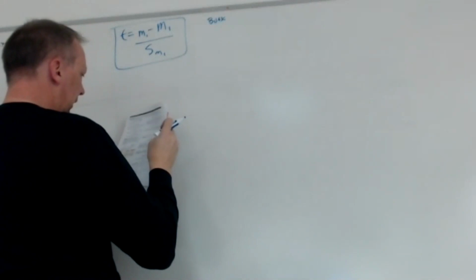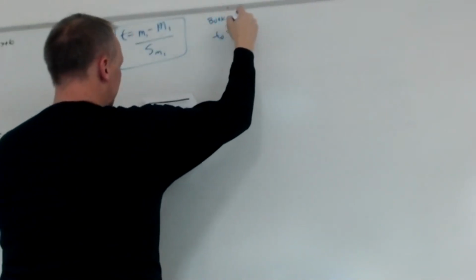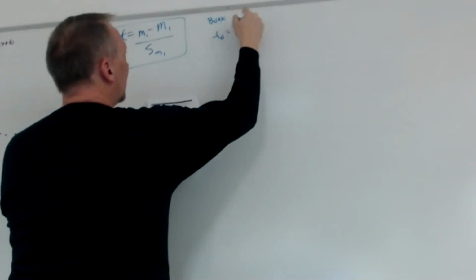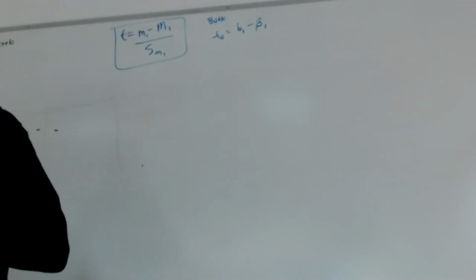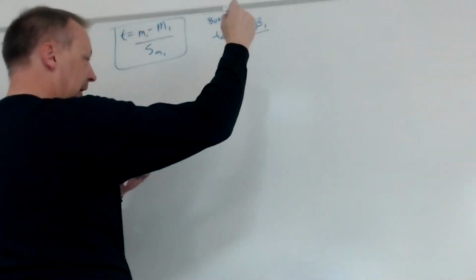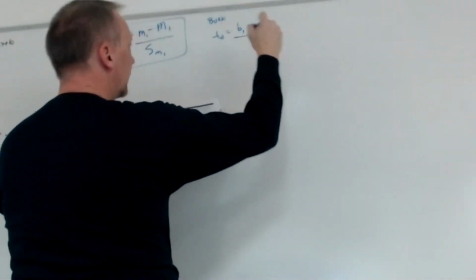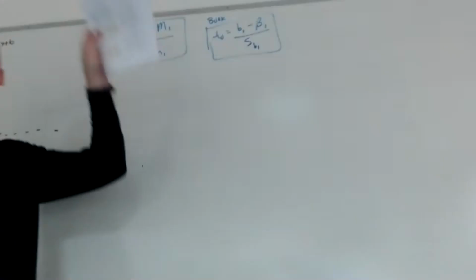In the book, they say here, t naught equals b1 minus beta 1, and I don't want you to get that confused with beta, because beta is what normally? It's a type 2 error. It has nothing to do with our type 2 error in this case. Over S sub b1. So that's the equation on your formula sheet.